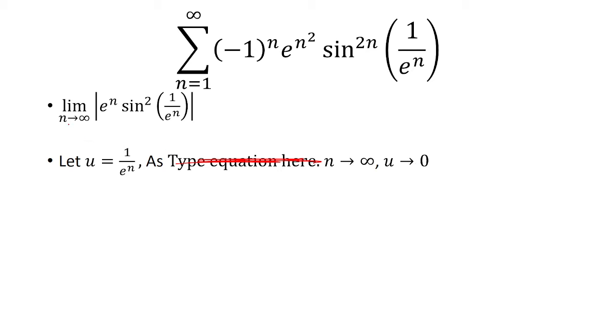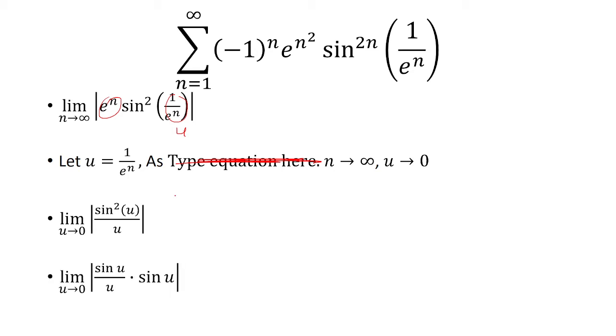So now I'm going to replace this limit with u instead of n. We said as n approaches infinity, u goes to 0. 1 over e to the n, this whole thing is u. And then e to the n is 1 over u. So that goes on the bottom as just u. Now I'm going to rewrite this. Sine squared is just sine times sine. So I'm going to have sine over u times sine. And if you want, you can use a product rule and say that this is the same thing as sine u over u, and then times the limit as u approaches 0 of sine u.